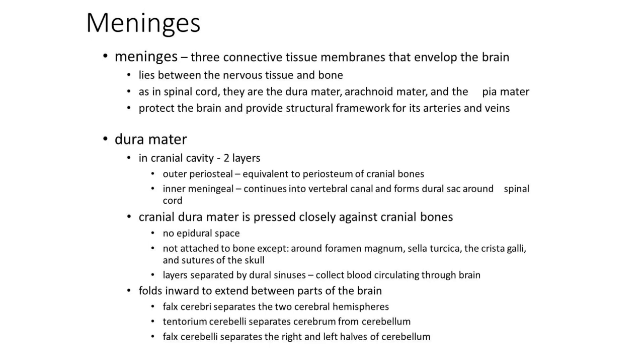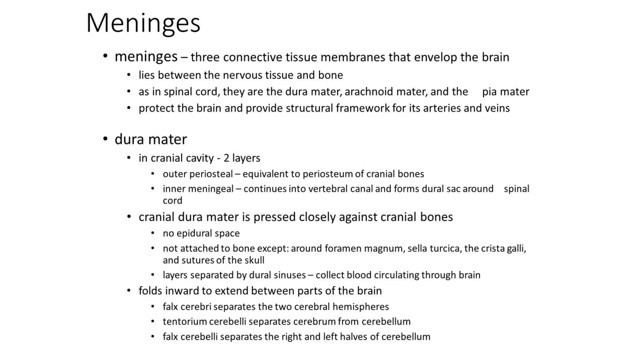So the first part, the dura mater, this we find in the cranial cavities, and it comes in two layers, the outer and the inner layer. The periosteal is equivalent to the periosteum that we see in the cranial bones. And then you have an inner lining, and this continues into the vertebral canal and forms a dural sac around the spinal cord.